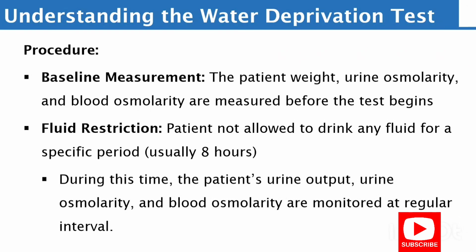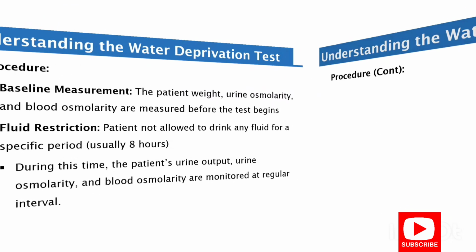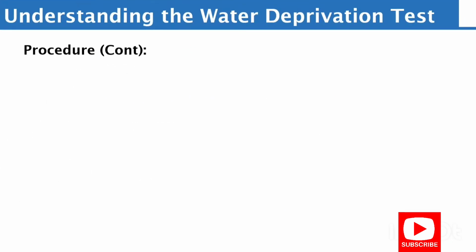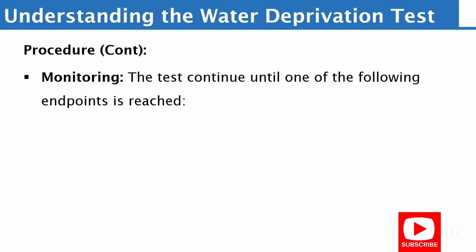Now, during this time, the patient's urine output, urine osmolarity, and blood osmolarity are monitored at regular intervals, because we want to find out, now that we have deprived this person of water, what the effect will be on the overall urine and blood osmolarity. That can give us an indication of what is really causing the diabetes insipidus. I hope that makes sense. Now, the next aspect of the procedure is monitoring. So we need to monitor the person. We monitor the test.